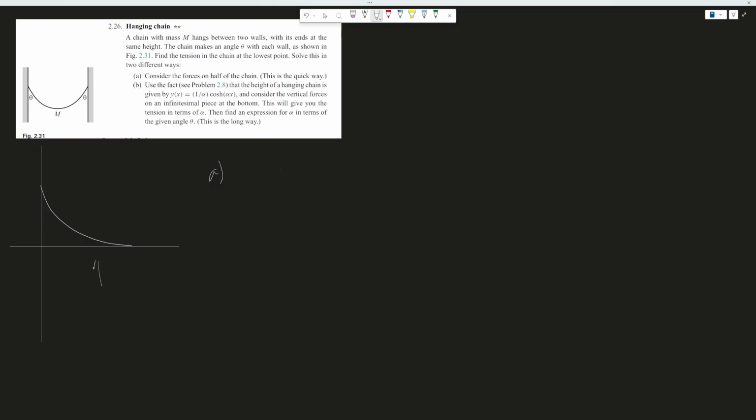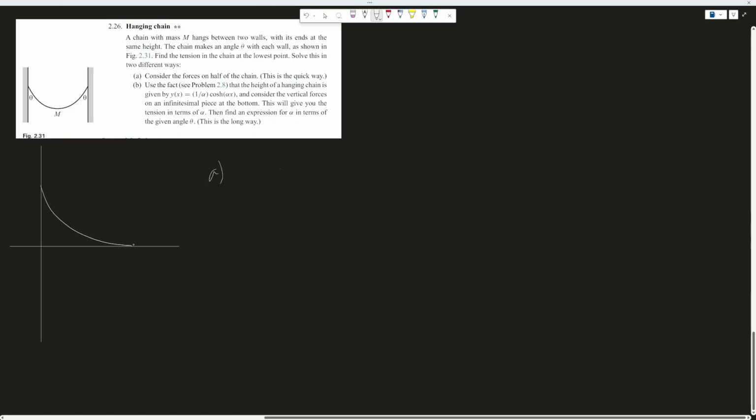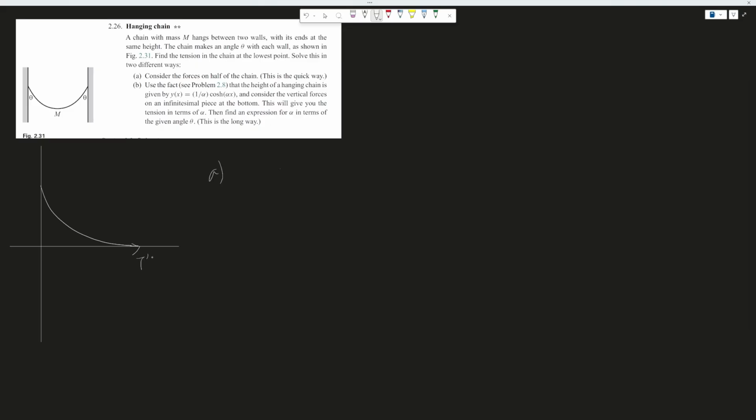So if we look at this diagram here, this is like half of the rope, like this part. Then the tension at the bottom point will be this. This is the tension we're trying to find. Let's call it T prime. And then it's asking us to do this in two ways. First, by considering the force on half of the chain.